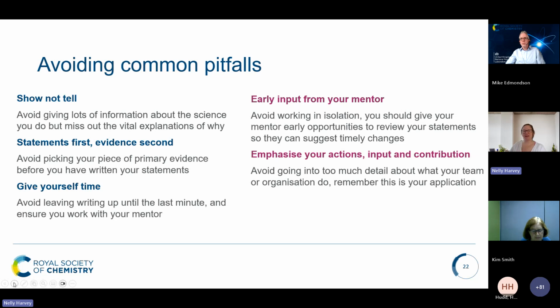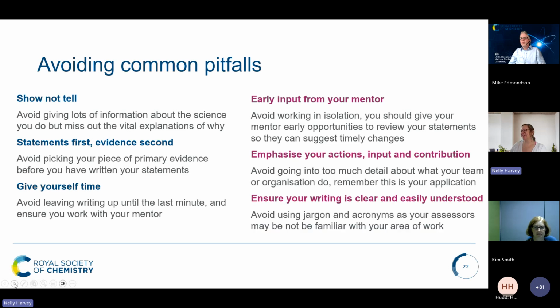You should emphasize your actions, input and contribution, but as I mentioned earlier, avoid things like giving too much detail on stuff that's not relevant to the attribute, such as giving a method, and ensure your writing is clear and easily understood. So avoid the use of jargon and acronyms and so on.